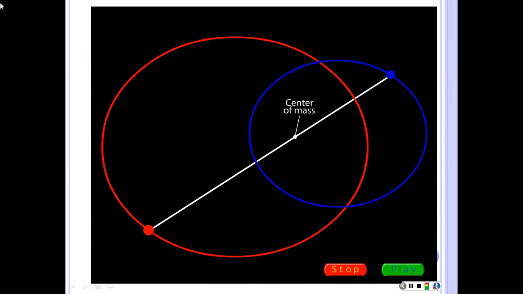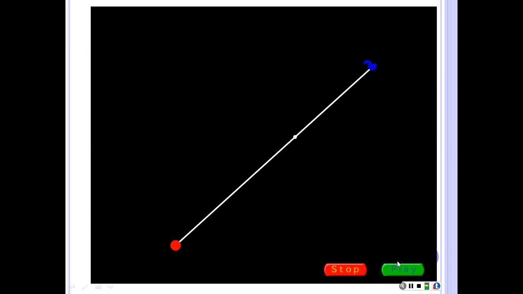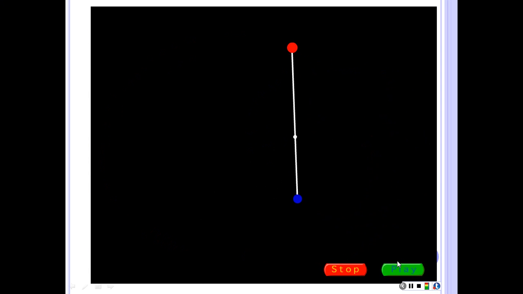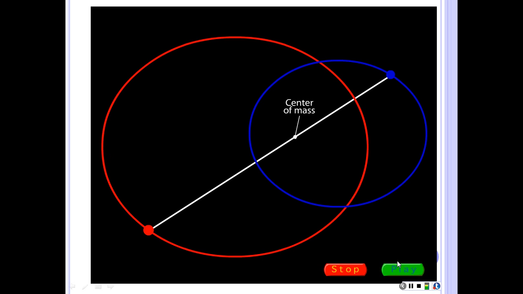So here we can watch what this actually looks like. We've got two stars and they're orbiting the center of mass. They get closer and further away from the center of mass. They have elliptical orbits, so you get them moving faster when they're closer and slower when they're moving further apart. But they always have the same periods, just like we had before. Let's just watch that one more time.